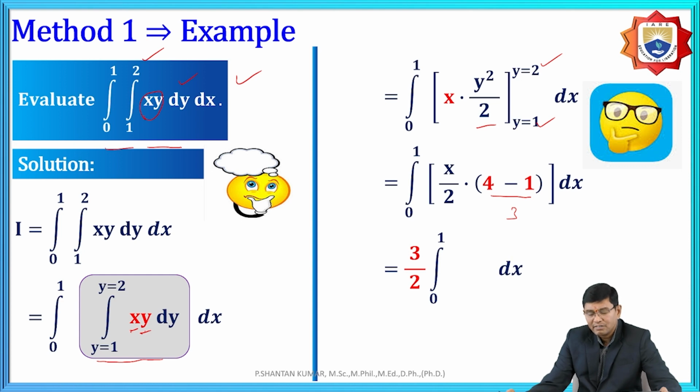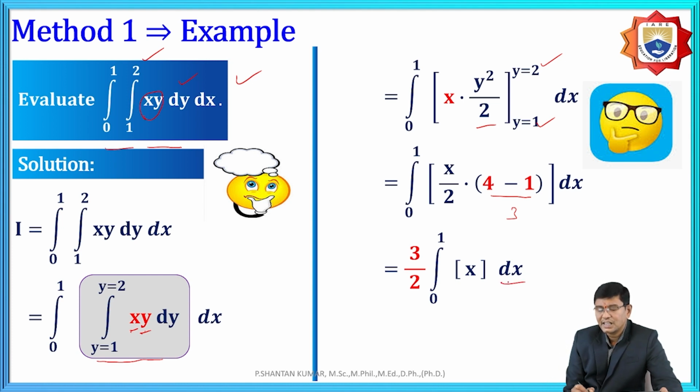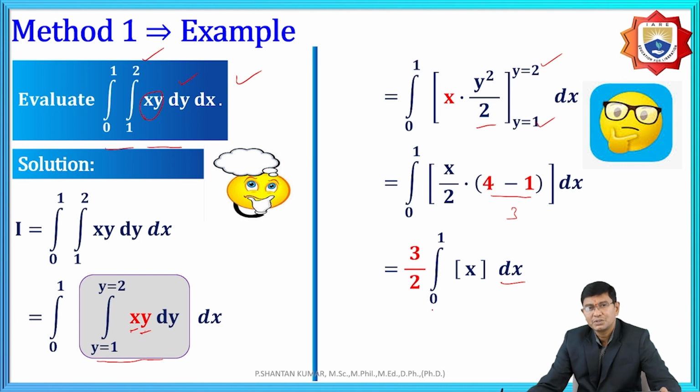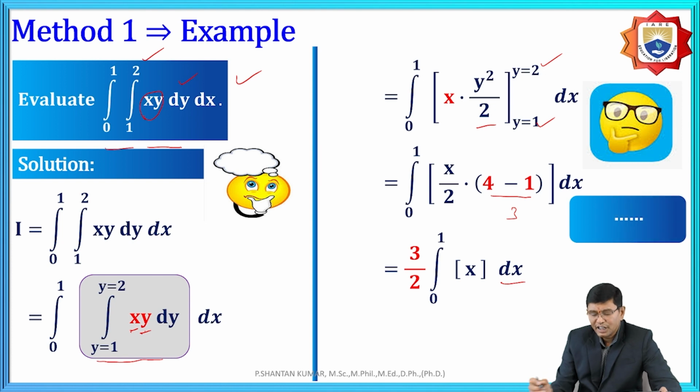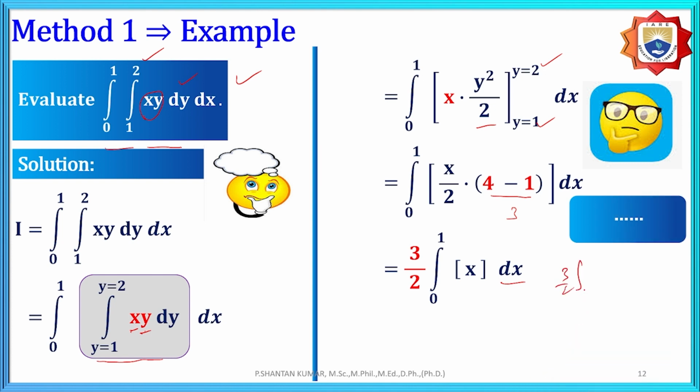The rest of the value is the integration from 0 to 1 of x dx. With respect to dx, the limits are clearly x equal to 0 to 1. The integration of x is nothing but x square by 2. Therefore it is 3 by 2 into x square by 2, with limits 0 to 1. Again by replacement of upper and lower limits, we obtain the clear solution, 3 by 4, as the final solution.